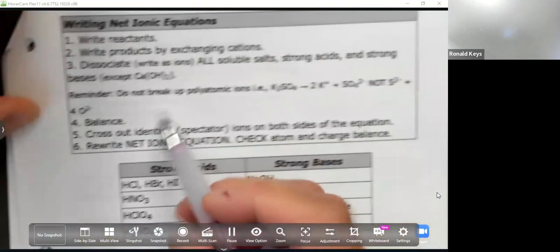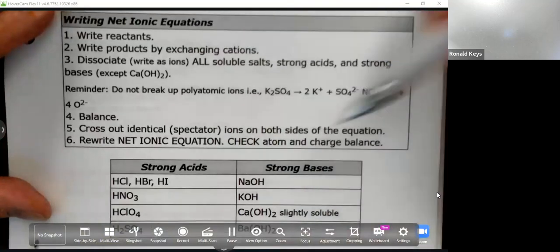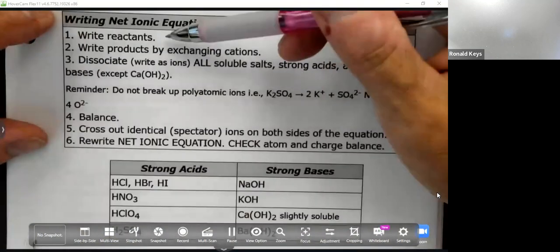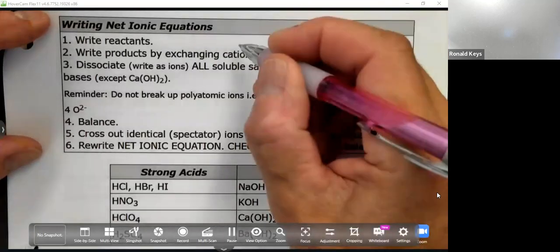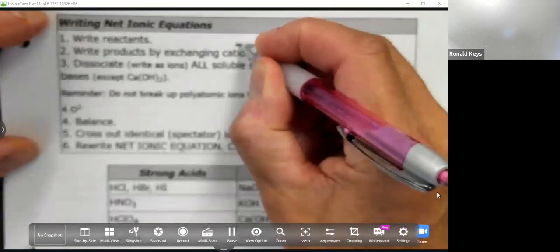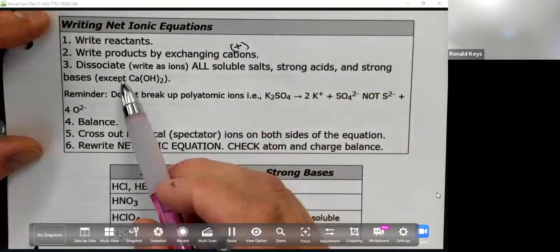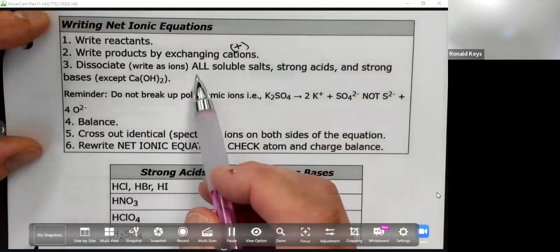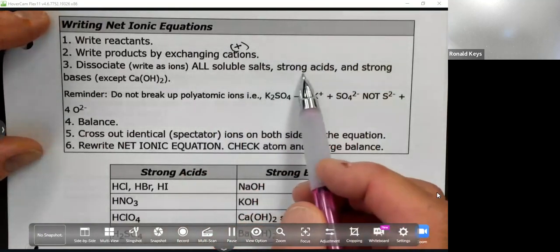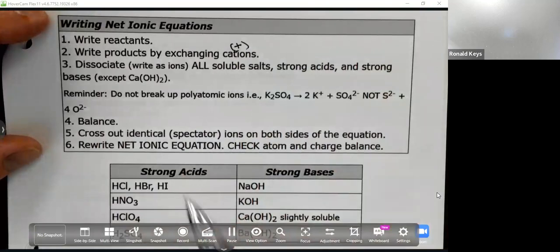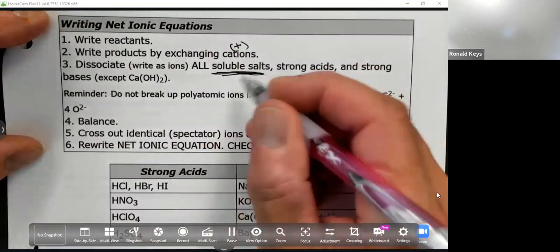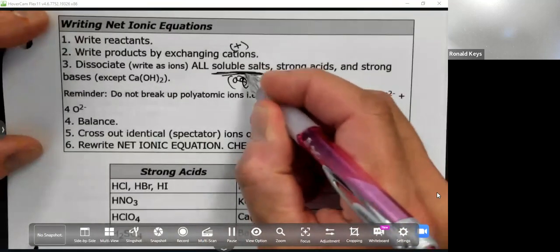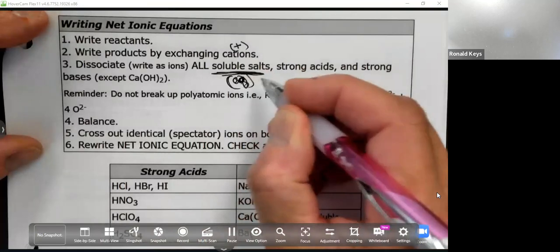Okay. Writing net ionic equations. So we just did a big net ionic equation. It says write the reactions, write products by exchanging cations. These are positive ions. Dissociate, write as ions: all soluble salts, strong acids and strong bases. So we're just saying that you're going to split up soluble salts, aqueous, right? Aqueous.